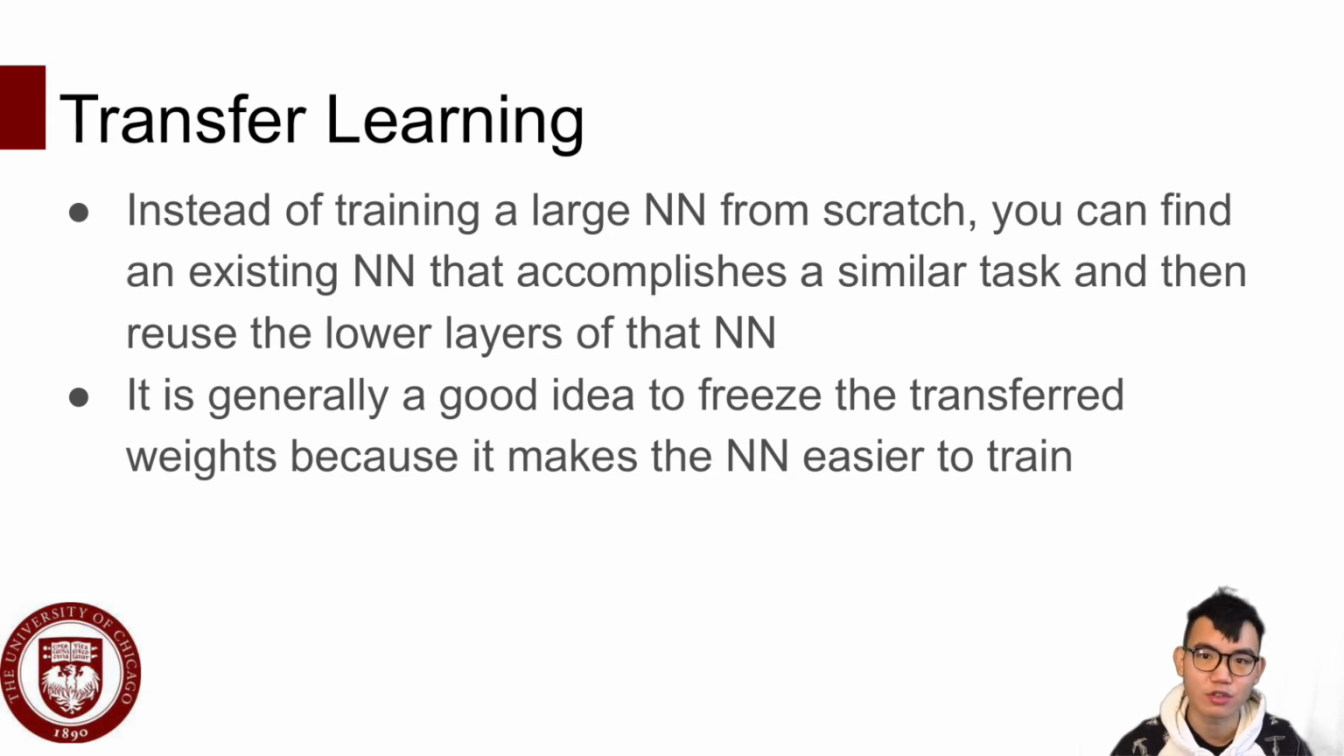This makes it faster to train your neural network because it will not have to relearn from scratch. In addition, it can be a good idea to freeze the transferred weights, meaning we fix the weights so backpropagation does not change those weights. This makes it even faster for your neural network to train and converge.